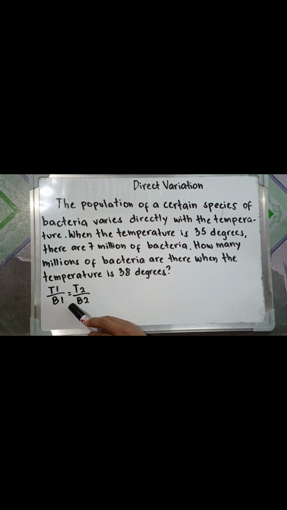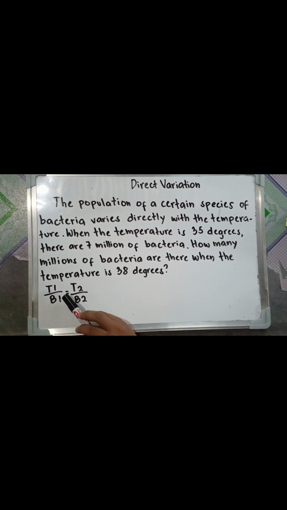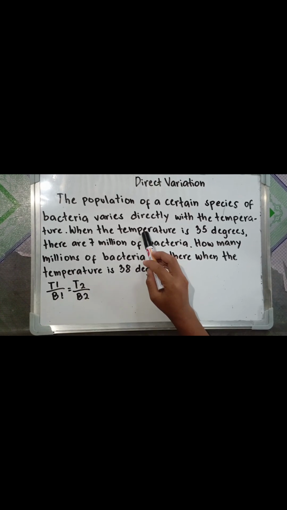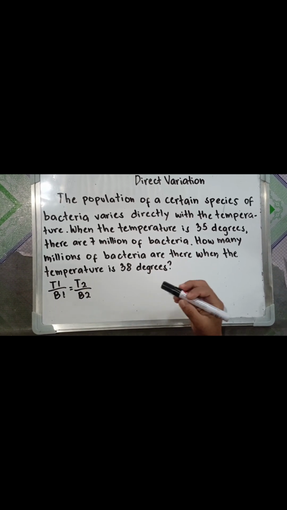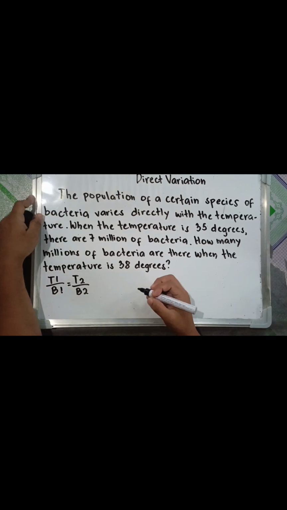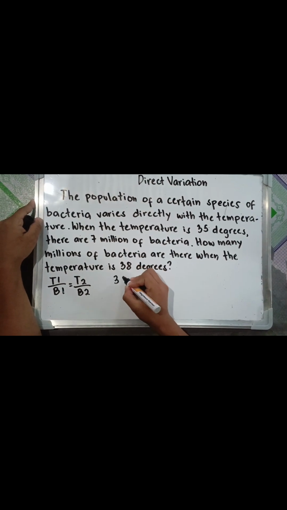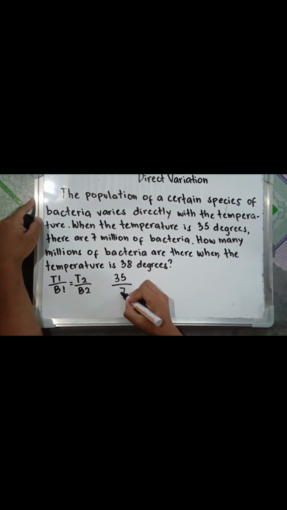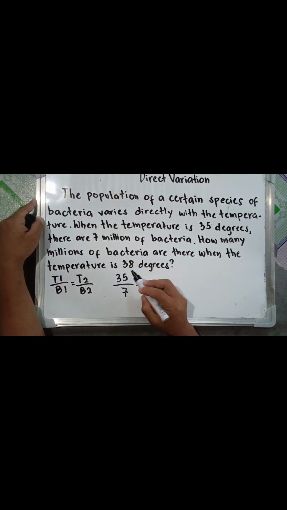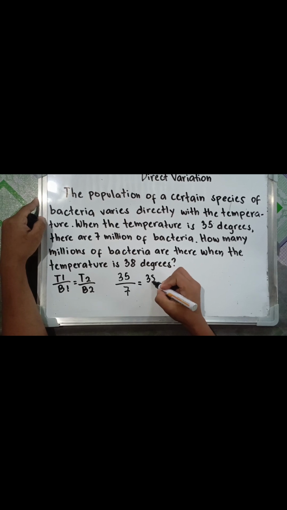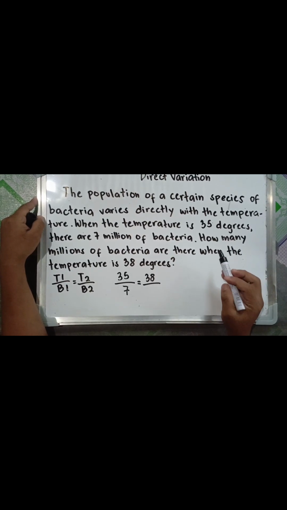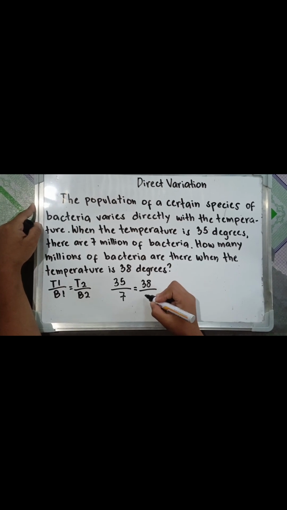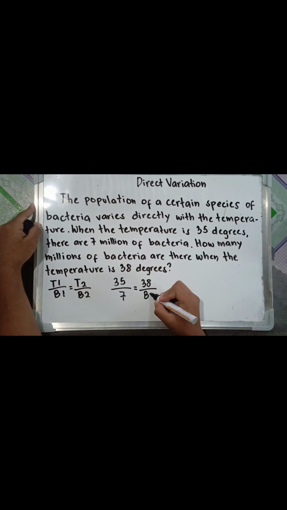So this is our formula. T1 over B1 equals T2 over B2. This T indicates the temperature and this B indicates the bacteria. Since our given is 35 degrees, which is the temperature, over the bacteria, which is 7, equals the temperature of 38 degrees. And the question is how many millions of bacteria, so we don't know yet the bacteria, so we leave here B2.